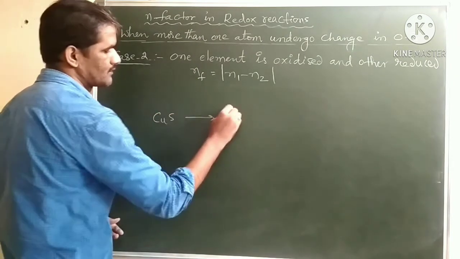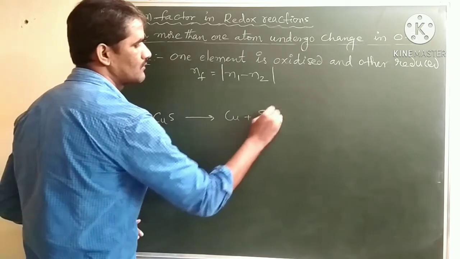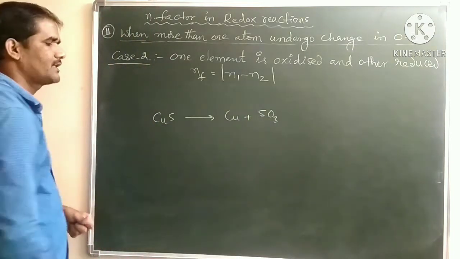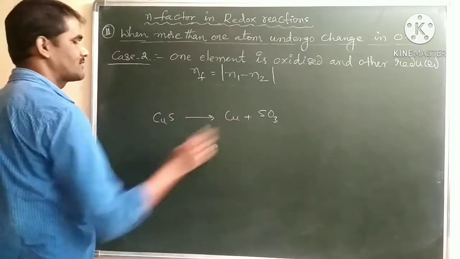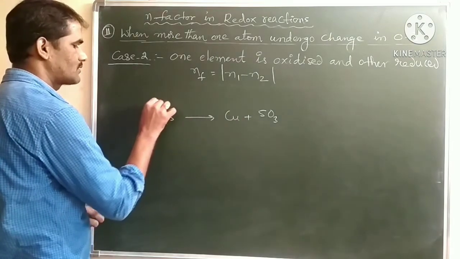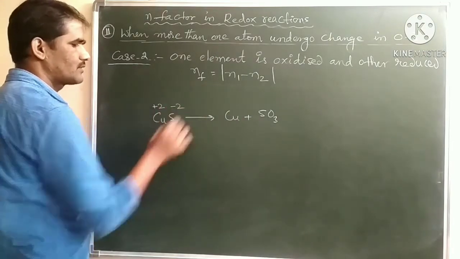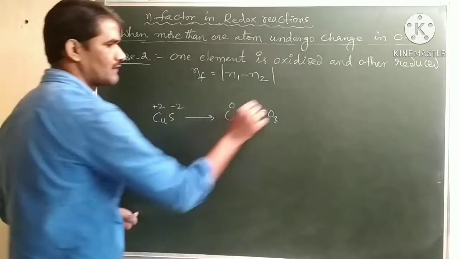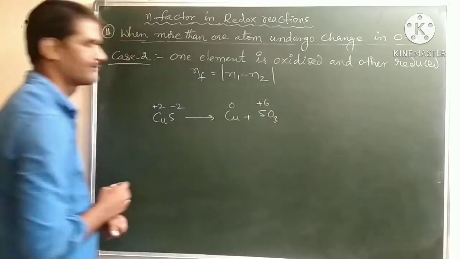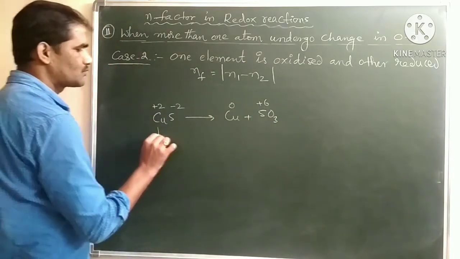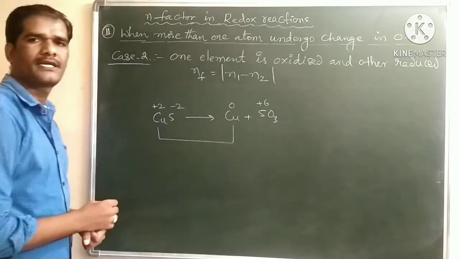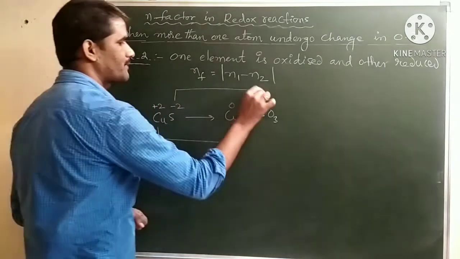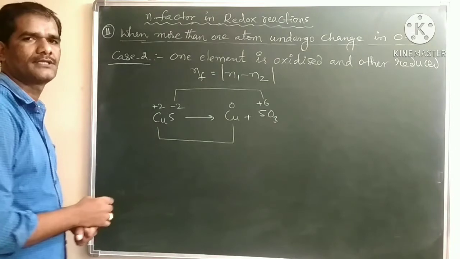CuS is giving Cu plus SO3. Again see here, CuS giving CuSO3. Copper is in plus 2 oxidation state, sulfur in minus 2 oxidation state. Copper's elemental state is 0, and sulfur here is plus 6. Now copper plus 2 to 0, decreasing in oxidation state. Sulfur minus 2 to plus 6, increasing in oxidation state.